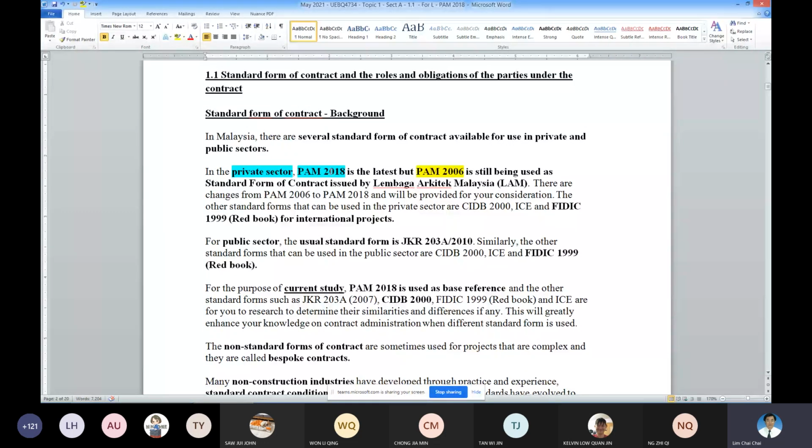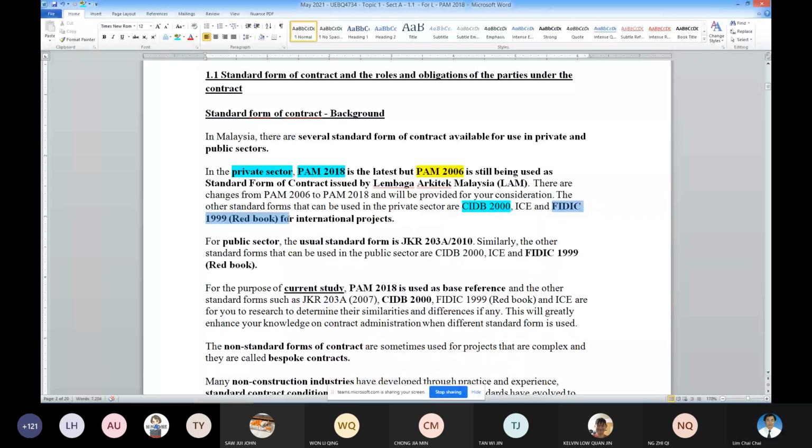Okay, so another type of standard form that can be used for private sector is your CIDB 2000. Okay, so this CIDB 2000 is created, but unfortunately it's not popular. Okay, so this is more towards our local contract. You're using PAM or CIDB for private sector.